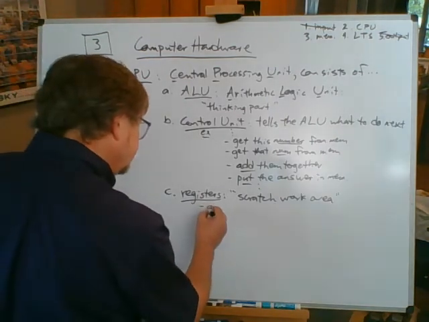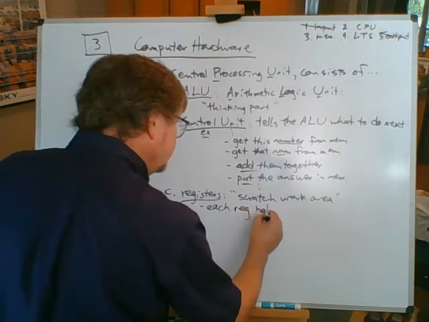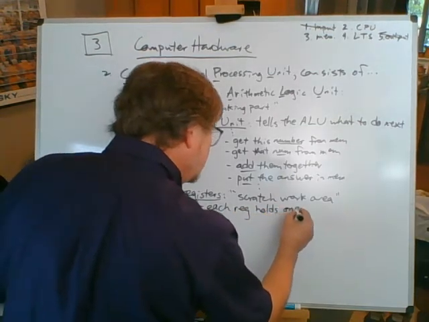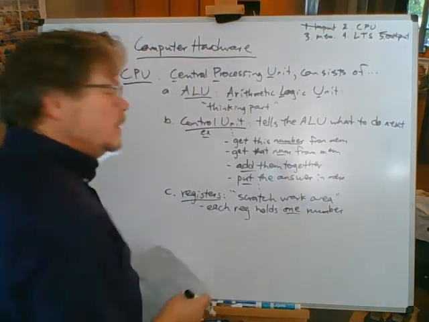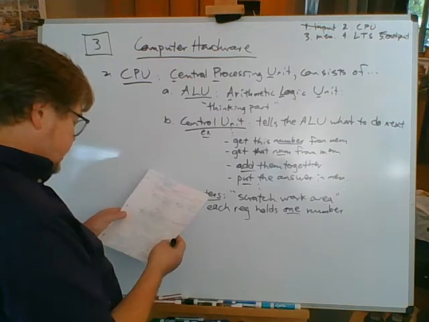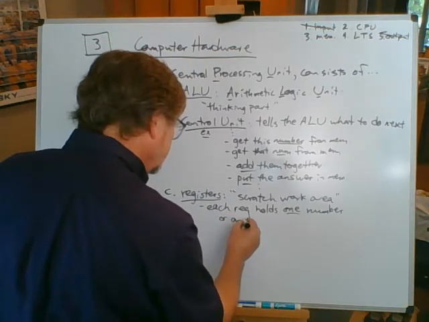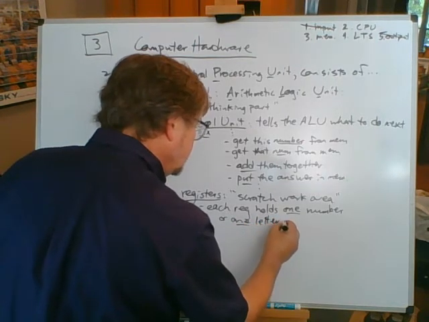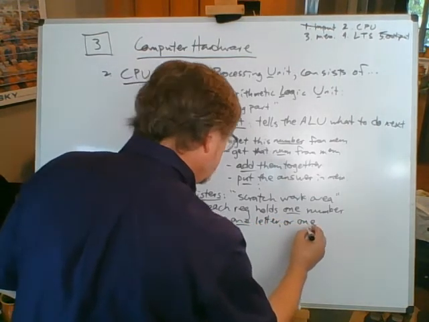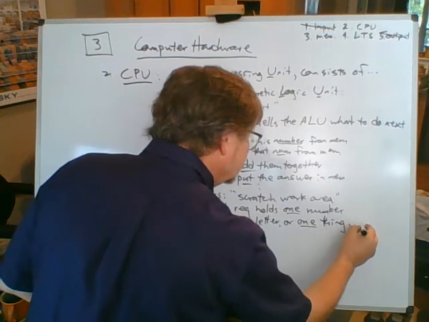Each register, reg for short, holds one number. More than 1 bit, thank goodness, but the representation of one number or one letter. One thing, in other words. Or one, I'll even write thing, very generic. One thing.